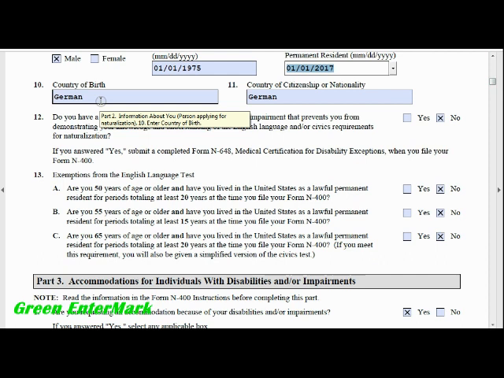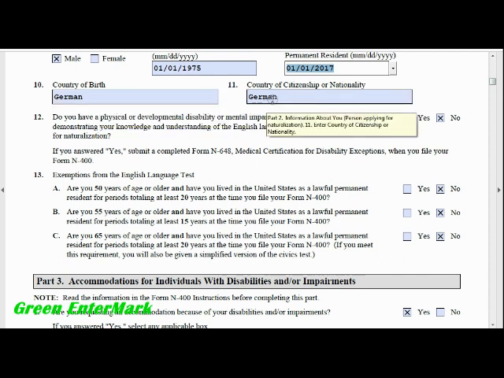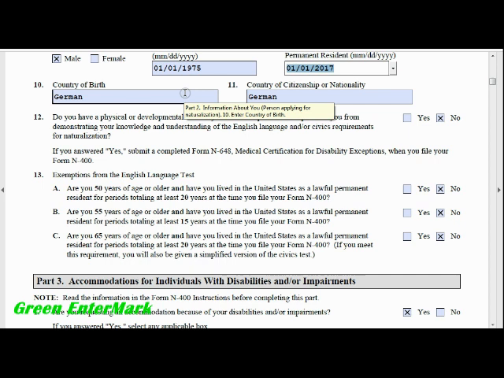Country of birth, and country of citizenship or nationality. These are two separate things. Sometimes the country of birth is one country and their citizenship or nationality is another country, so no need to mix them.